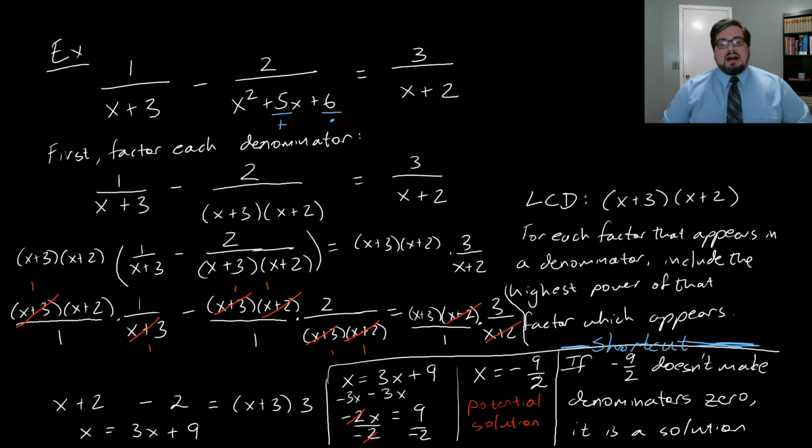Even for me, a lot of times I have the possibility of making a mistake with some of my arithmetic and just getting something wrong. And so you should only use this if you are very short on time, or if you are completely confident that your arithmetic has been correct. However, we can go and we can check that negative 9/2 won't make any of the denominators in our rational expressions zero. And so because of that, that means negative 9/2 is a solution. So our solution to this equation is x equals negative 9/2.